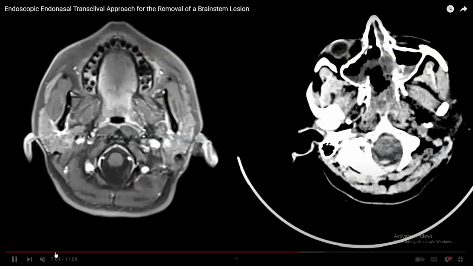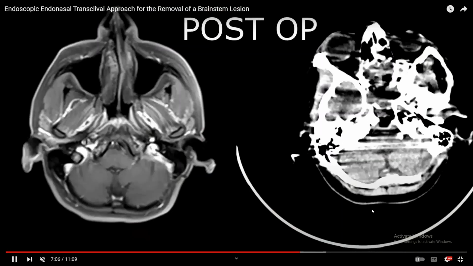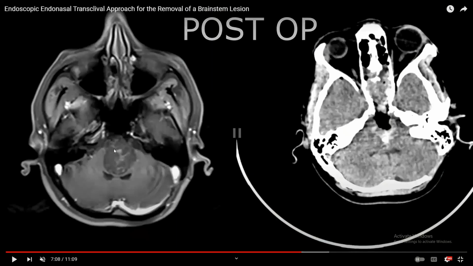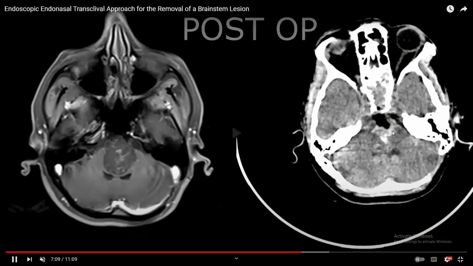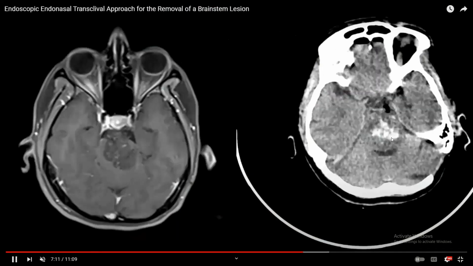So we went ahead and did a complete resection of the tumor. So you can see the tumors here. You can see the blood lining, everything here.